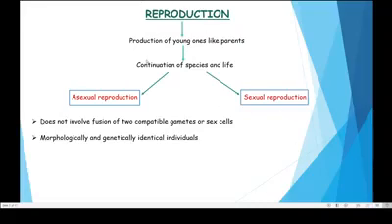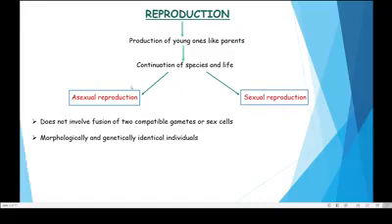Reproduction is the production of young ones like their parents, and this process leads to continuation of a species and ultimately continuation of life. Reproduction is mainly of two types. There are two modes of reproduction: one is asexual reproduction and the other is sexual reproduction.